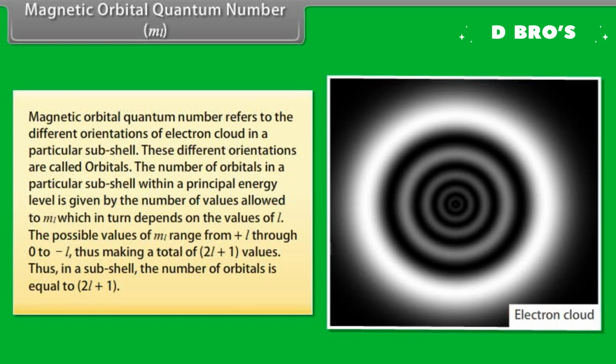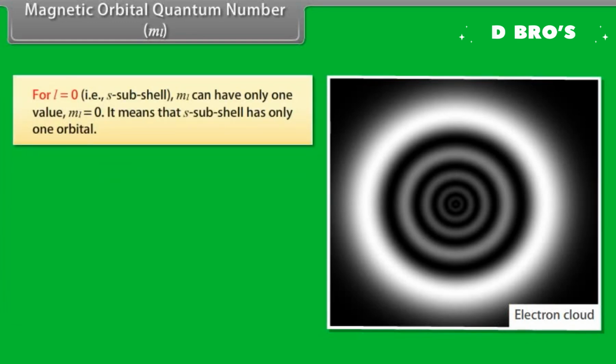The possible values of ML range from plus L through 0 to minus L, thus making a total of 2L plus 1 values. Thus, in a subshell, the number of orbitals is equal to 2L plus 1. For L equal to 0, ML can have only one value, ML equal to 0. It means that the s subshell has only one orbital.